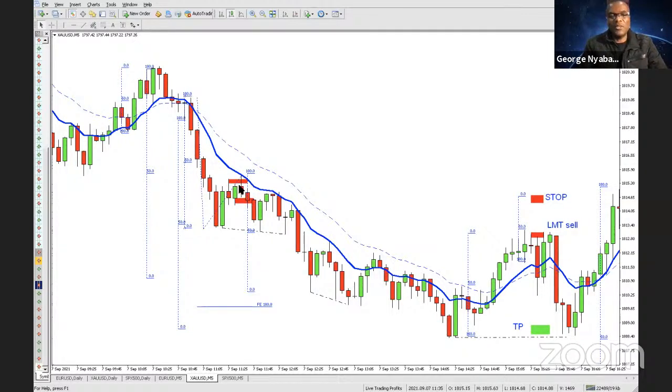That's where you'd have put your limit order, and with the limit order above this candle, you would have been triggered on that candle. Okay, that's how you trade that.